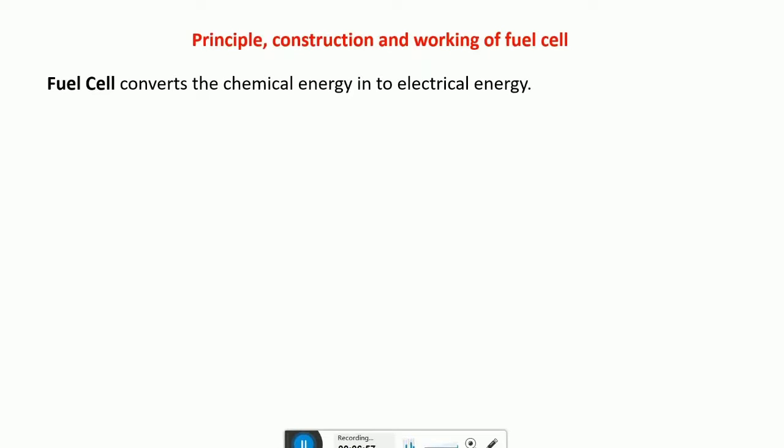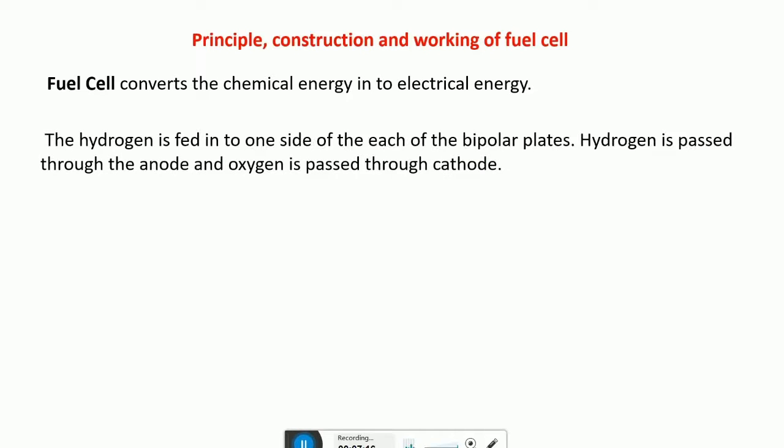As the fuel cells work like a battery but do not run down or need recharging, they can produce electricity constantly. Fuel cells have higher efficiency than combustion engines. Fuel cells convert chemical energy into electrical energy. The hydrogen is fed into one side of each of the bipolar plates.